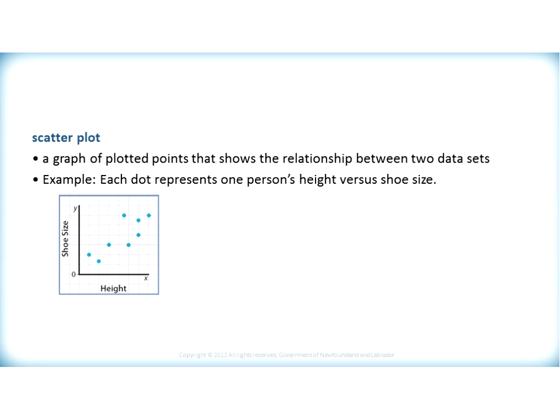So we're going to start off explaining what a scatter plot is exactly. A scatter plot, this is going back from our last video, is a graph of plotted points that shows a relationship between two data sets. For example, in this graph we see below, each dot represents one person's height versus their shoe size.